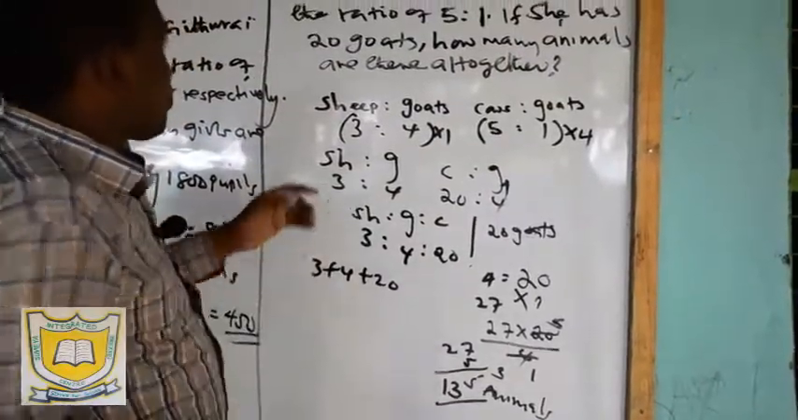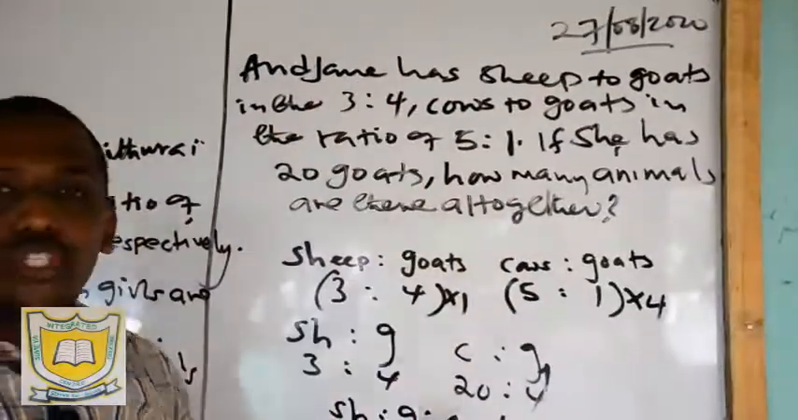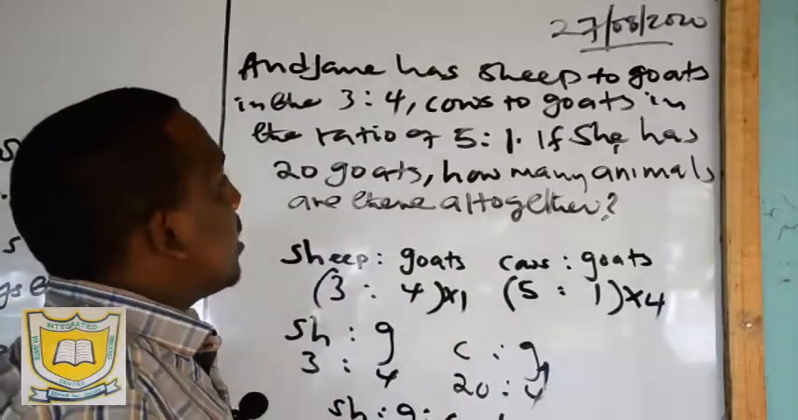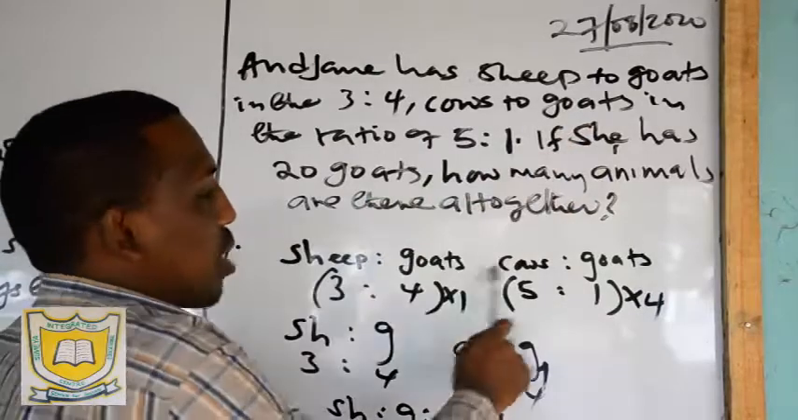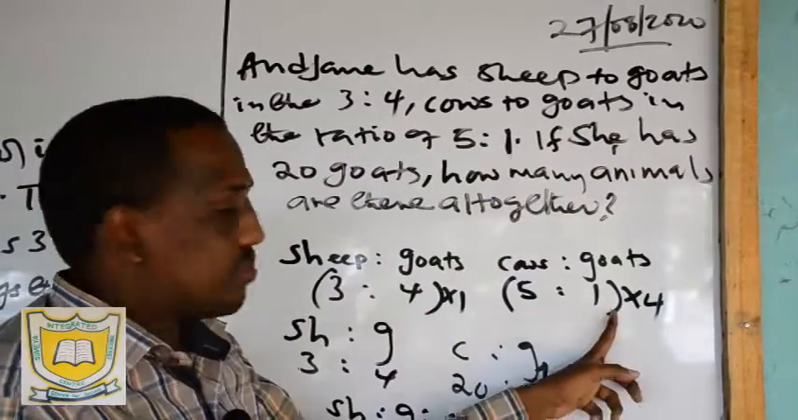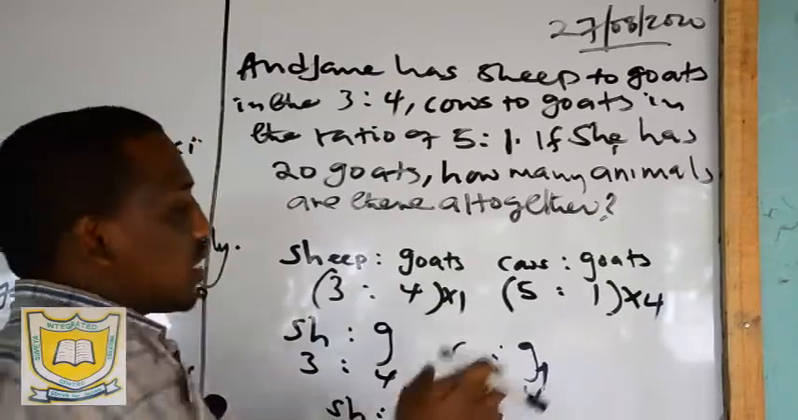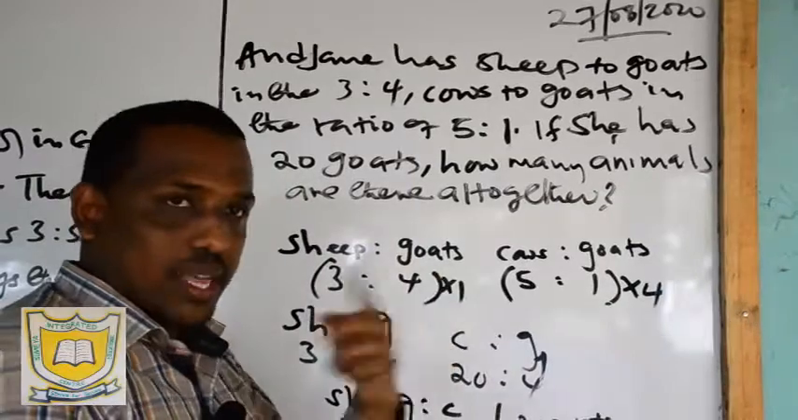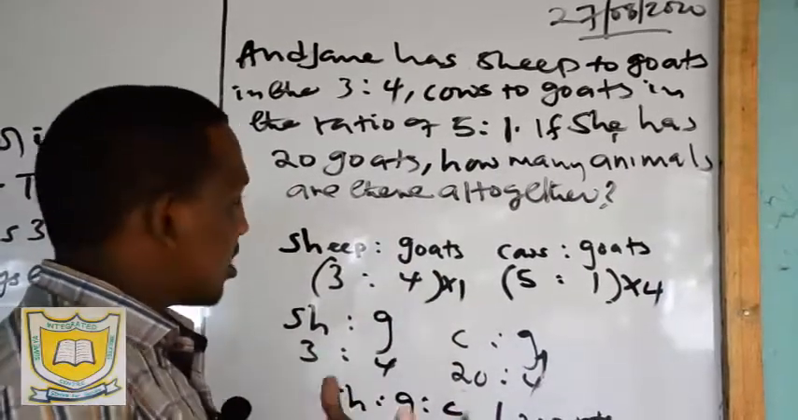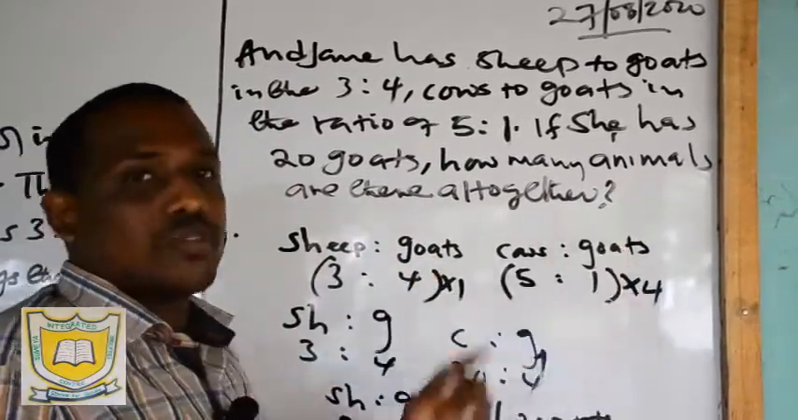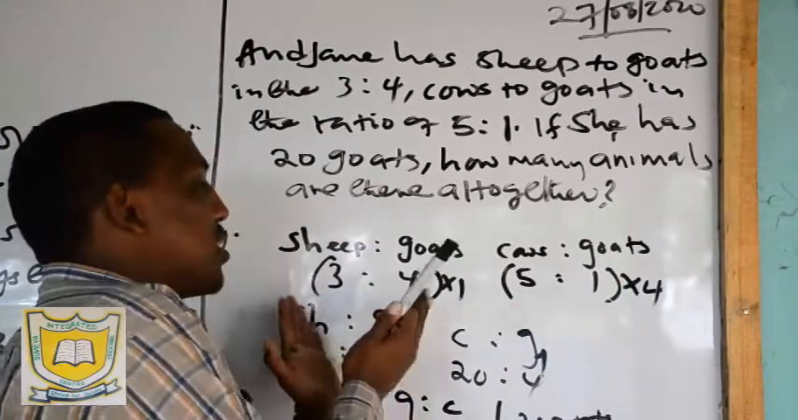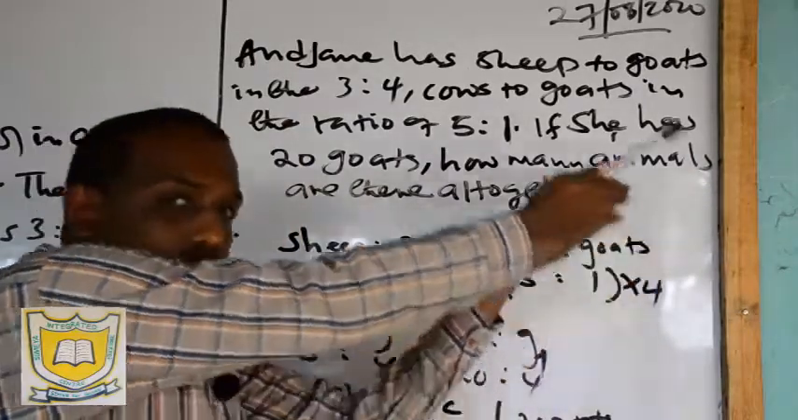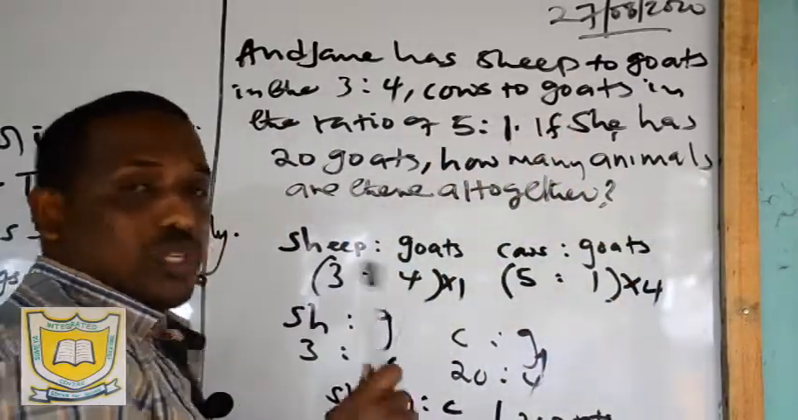I'm repeating now. Johnny had sheep to goats in the ratio of 3 to 4. Cows to goats in the ratio of 5 to 1. Now I said when you see two ratios in a question, there is one thing that will repeat itself. One item or one animal or one person will repeat itself. Sheep, goats, goats. So the goat has repeated itself. So what do you do? The ratio of this side of the goats, you multiply against the other side's ratio, and the ratio of this side, you multiply against the other side, so that we get one goat.